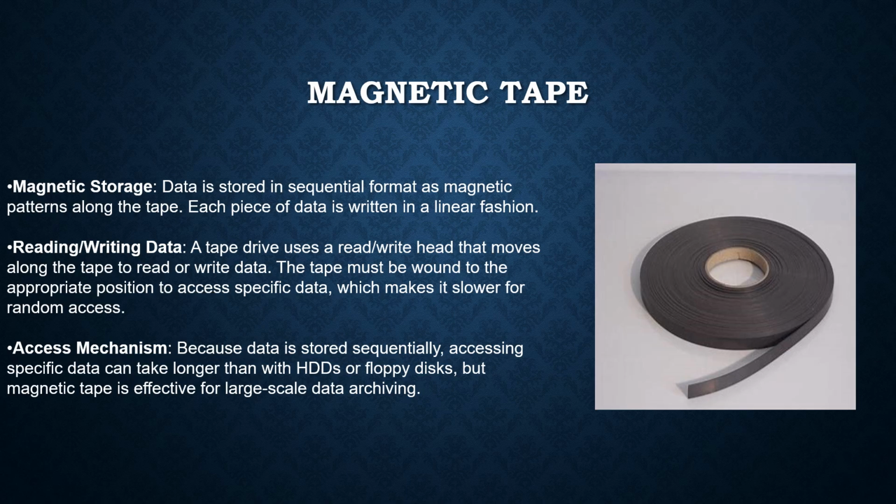How can we access it? Because data is stored sequentially, accessing specific data will take longer than on an HDD. But compared to a floppy disk, magnetic tape can be used for large scale data archiving.